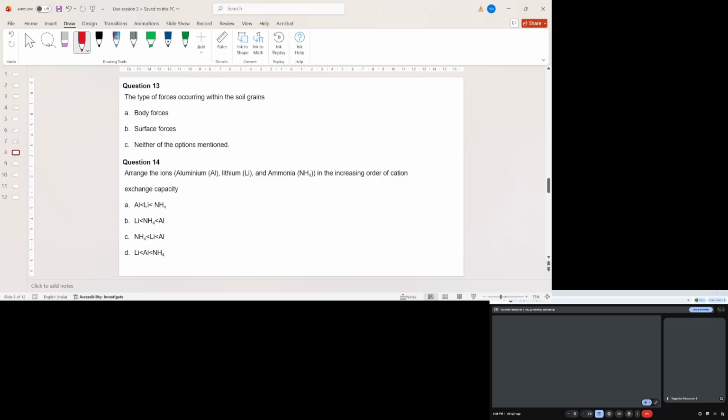Now coming to the next question, number 13. The type of forces occurring within the soil grains. Option A, body forces.